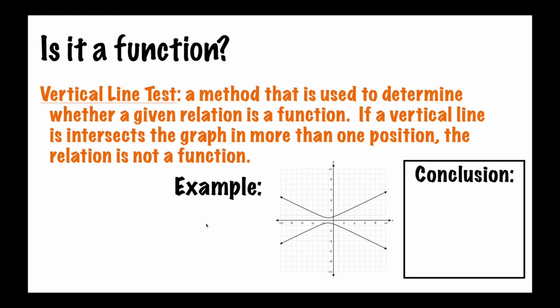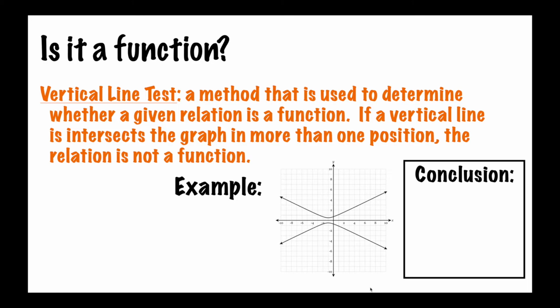Another way that we look at determining if a relation is a function is by using the vertical line test. And this is a method that is used to determine whether a given relation is a function. If a vertical line intersects the graph in more than one position, the relation is not a function. So an example would be here. If this was my original graph that I was provided with and I want to test the vertical line test, I would need to be able to draw a vertical line anywhere throughout the graph, and if it only passes our graph one time, then it's a function. If it passes more than one time, it is not a function.